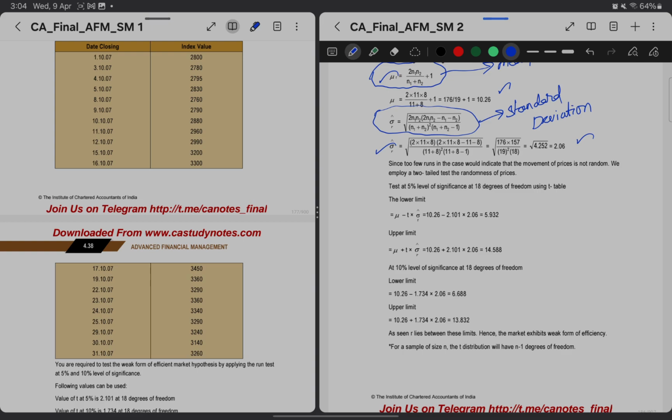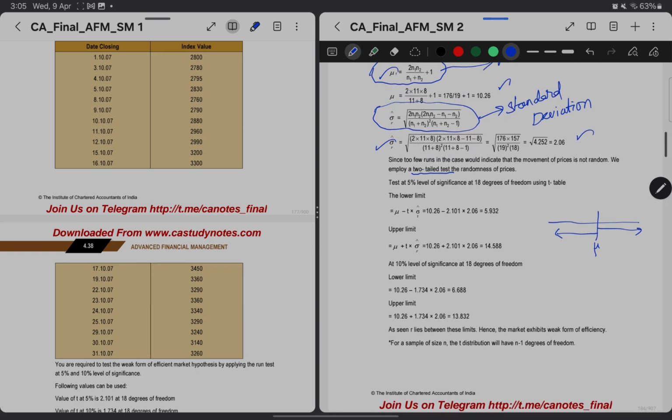Now since too few runs in this case would indicate that the movement of price is not random, we are following a two-tailed test. So what is this two-tailed test? Two-tailed is nothing but from the mean we are taking both tails, one to the positive end and one to the negative end. So in our case, we have to take the lower limit and also the upper limit. Since the levels of significance are 5 percent and 10 percent, we have to calculate both.